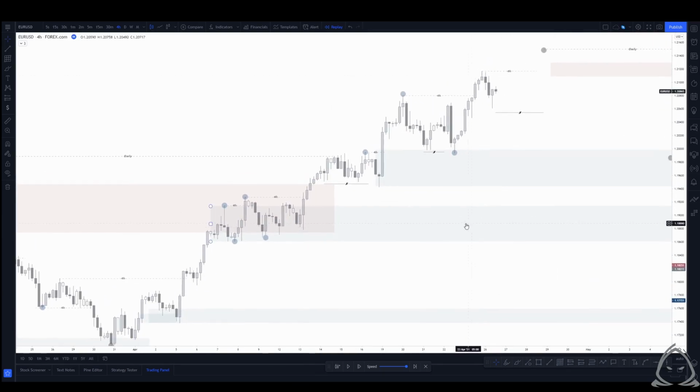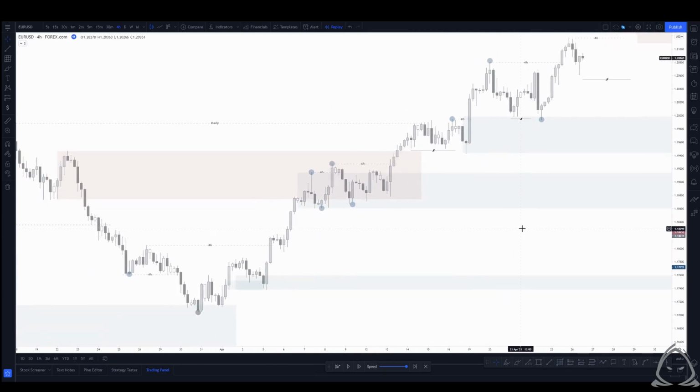So I hope this example showcases the importance of understanding the 3 different types of structure, how we can use them from a multi-time frame perspective, and how we incorporate supply and demand, because it's so important to understand when we're creating swing structure where we'd be looking for potential pullbacks to complete.